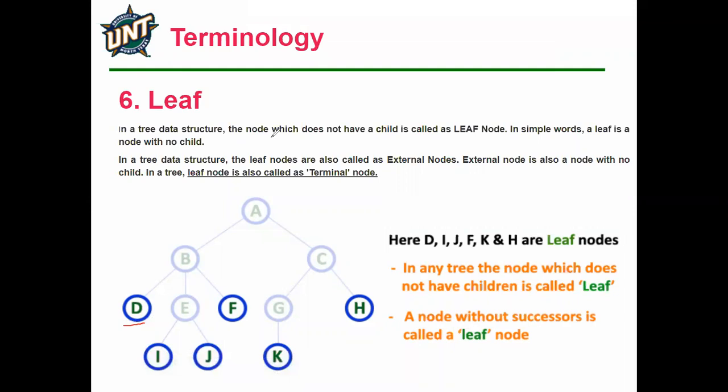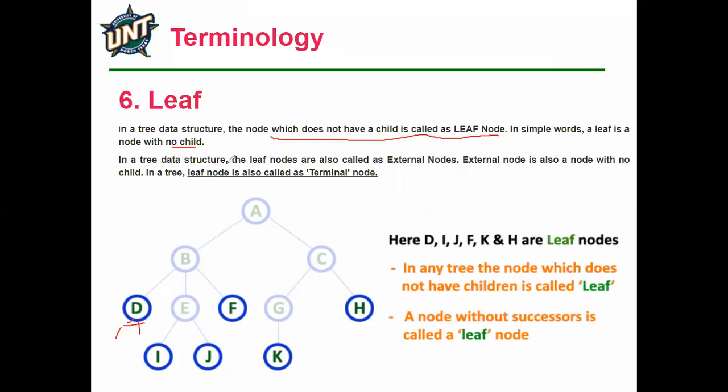Whatever is the fruit, the node which does not have a child is called a leaf node. In any tree, a node which doesn't have children is called a leaf node. We can say leaves also. In simple words, a leaf is a node with no child; a child is not present. As an example, D, I, J, F, K, and H are the leaf nodes. Why? Because there are no children present. So this is the concept of leaf node.